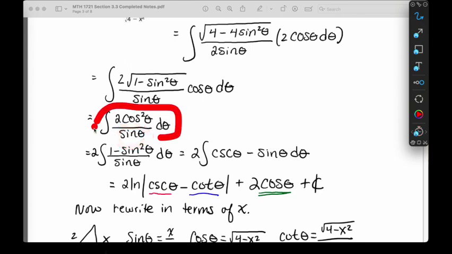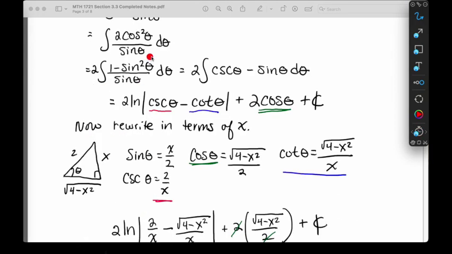So this is currently what we have after we do some cleaning up. Now we still need to do some rearranging so we get it in a format that we know how to integrate. So we can use our Pythagorean identity to replace cosine squared with 1 minus sine squared here. And then I can split up my fractions. So this 2 is still a constant. We pull that outside, so I have 2 times the integral. And when I split up these 2 fractions, I have 1 over sine minus sine squared over sine. 1 over sine is cosecant. Sine squared over sine is just sine.